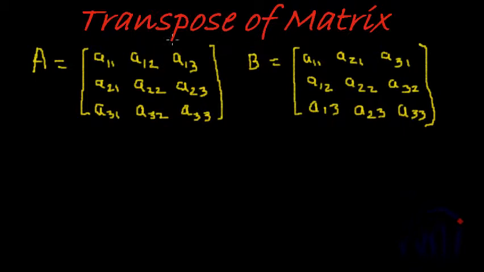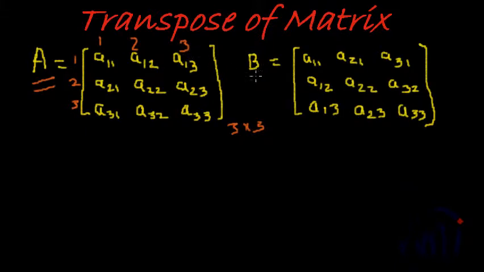Now, consider this matrix, matrix A, which has a 3 by 3 order and hence has 3 rows, 1, 2 and 3, and 3 columns, 1, 2 and 3. Now we know how to represent each element of a matrix: first row first column would be A11, first row second column would be A12, first row third column would be A13.